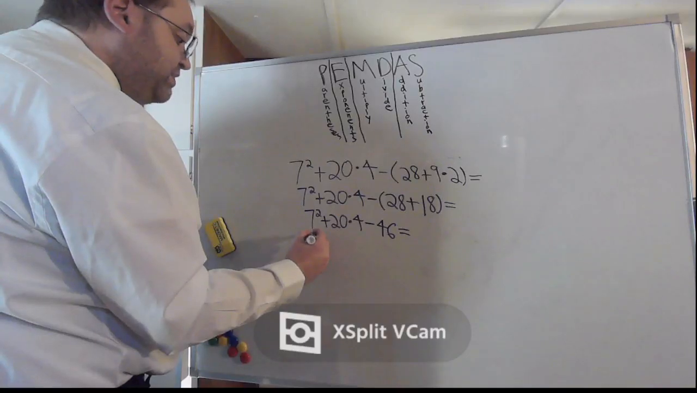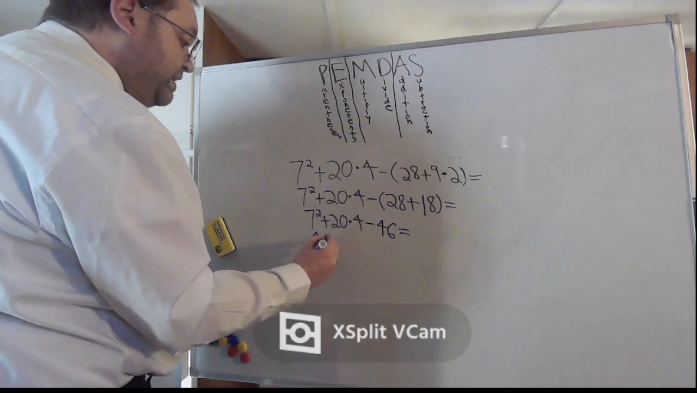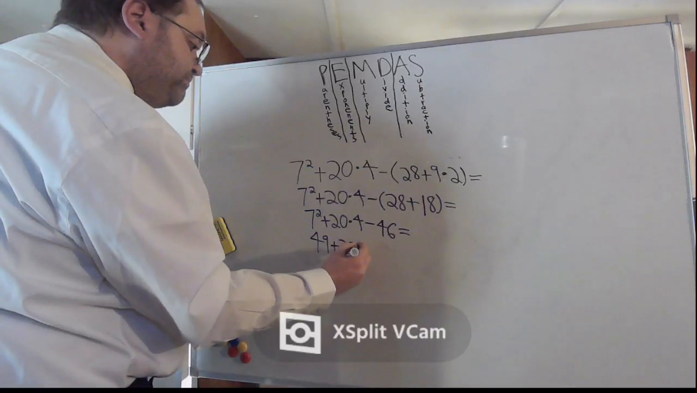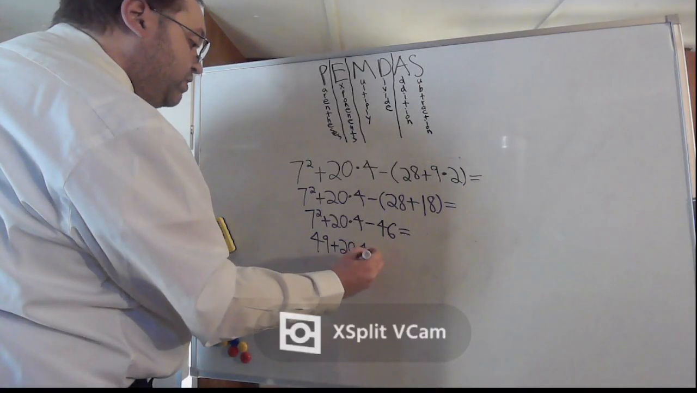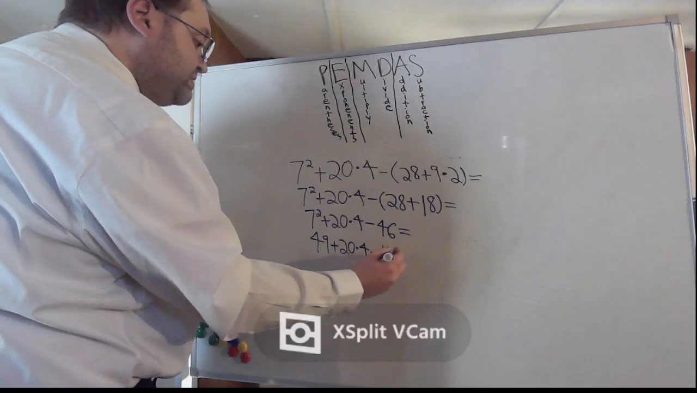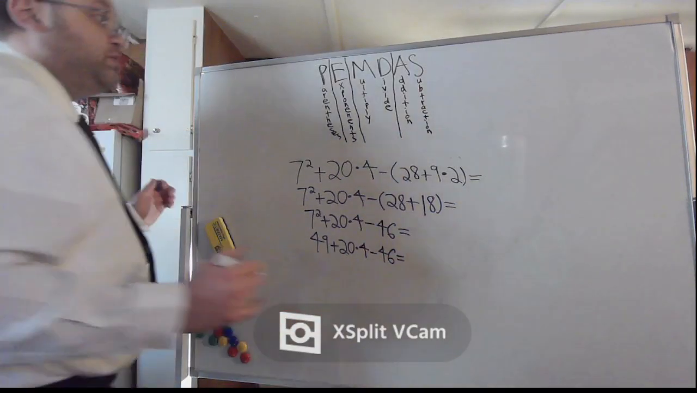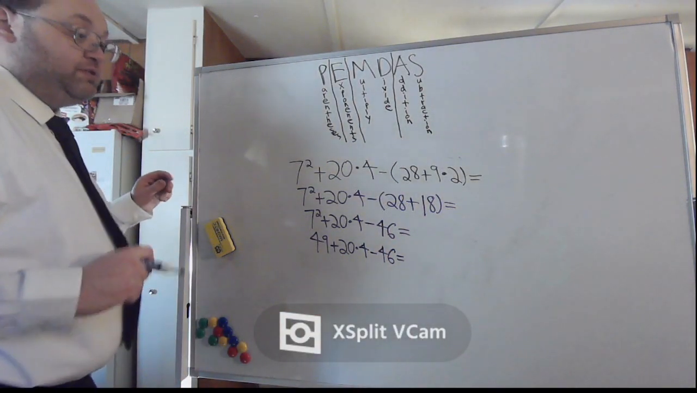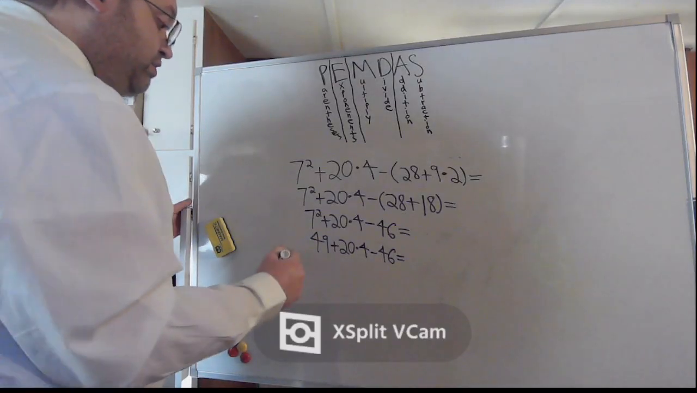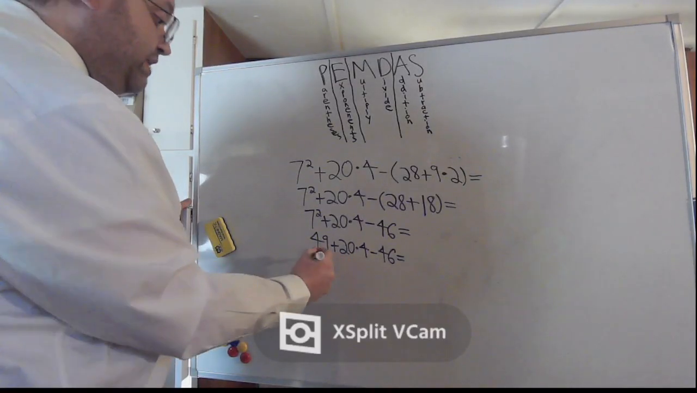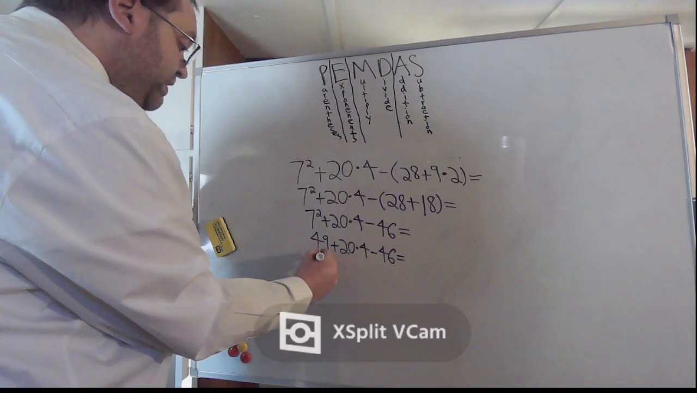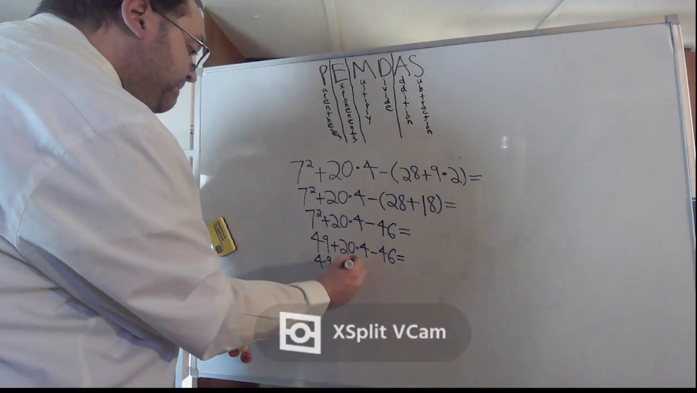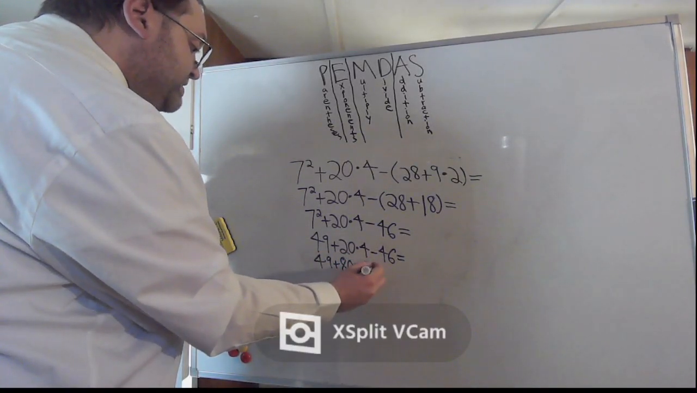So 7 squared is 7 times 7. That's 49. Plus 20 times 4 minus 46. Okay, we have no parentheses, we have no exponents, we do have multiplication, however. What is 20 times 4? That's going to be 80. So we'll have 49 plus 80 minus 46.